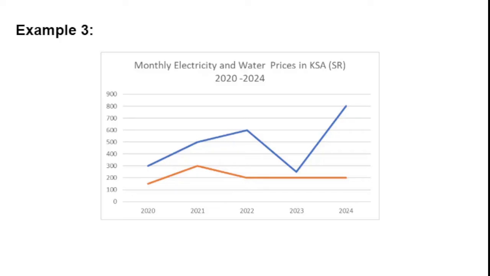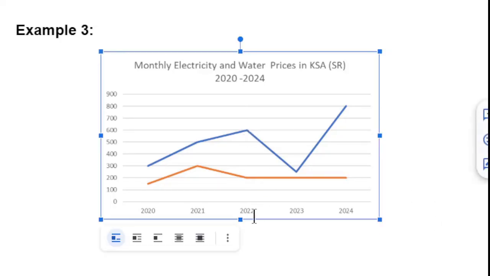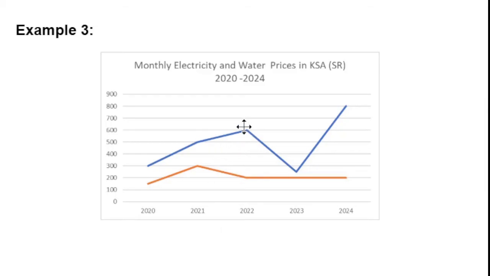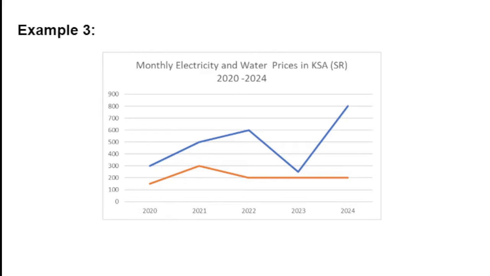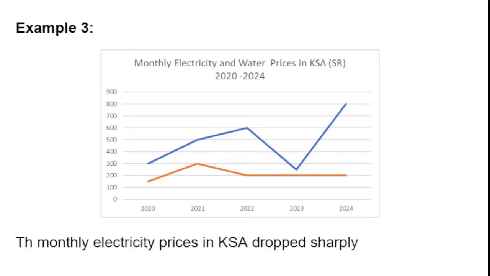We'd like to talk about the monthly electricity and water prices in Saudi Arabia between the years 2020 and 2024. I'd like you to focus on this trend here, the trend which declined, decreased, and the trend which rose up. We begin with the subject. I forgot to mention the blue line is electricity prices, and the orange line is the water prices.